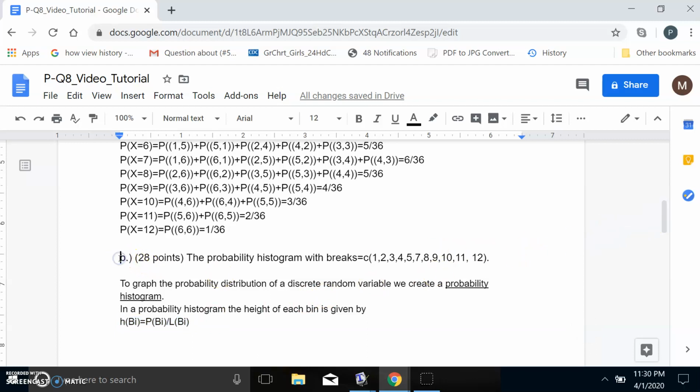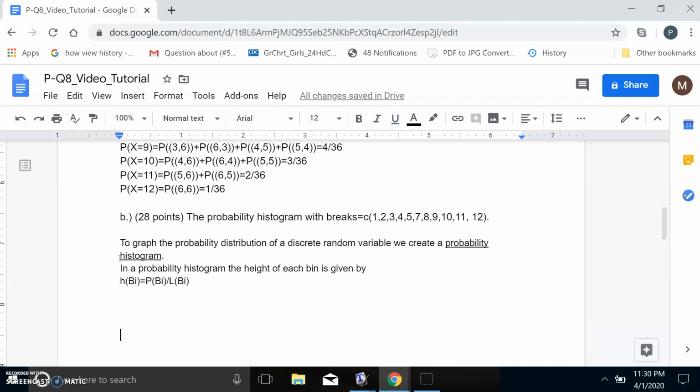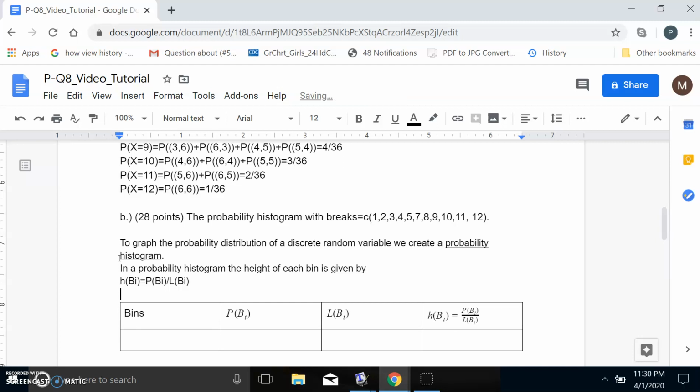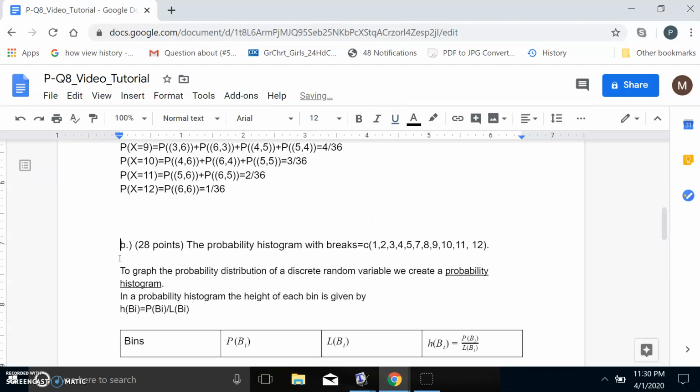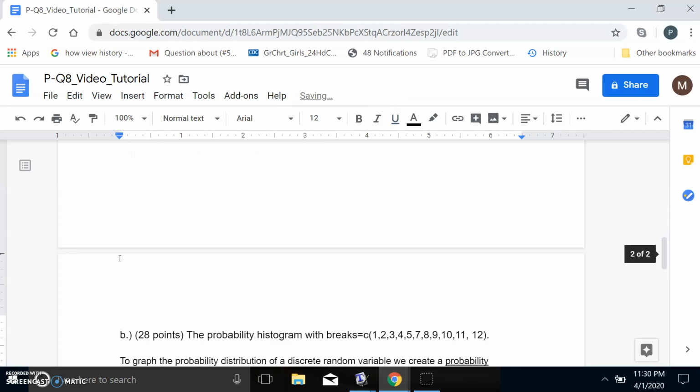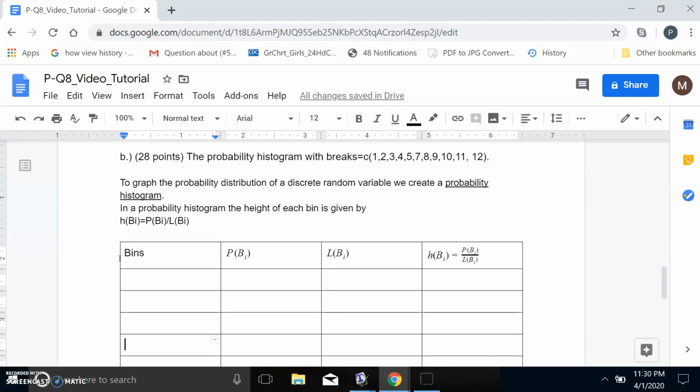So actually, let's bring this. I have a table on here. Let's bring it up. So I've started a table here. So actually, let's move this down to a new page. Okay, so the first bin. Our first bin is 1 to 2 right here. So insert here.